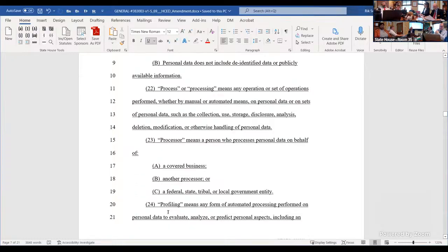A processor, so this is your second potential entity that is going to be liable under the bill. You have covered businesses and you have processors. They are a person who processes personal data on behalf of A, a covered business, B, another processor, or C, a federal, state, tribal, or local government entity.